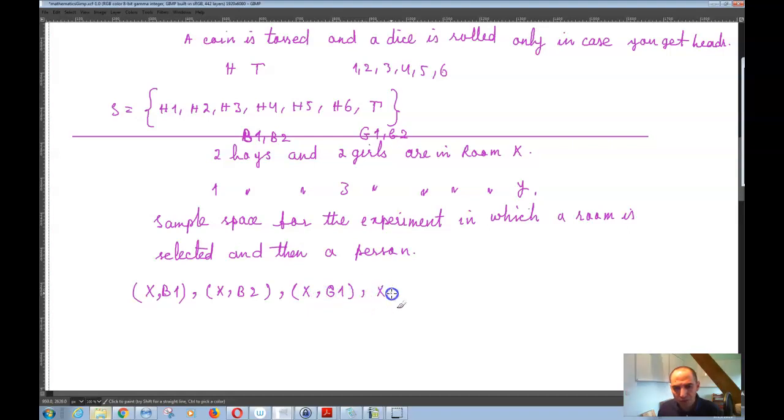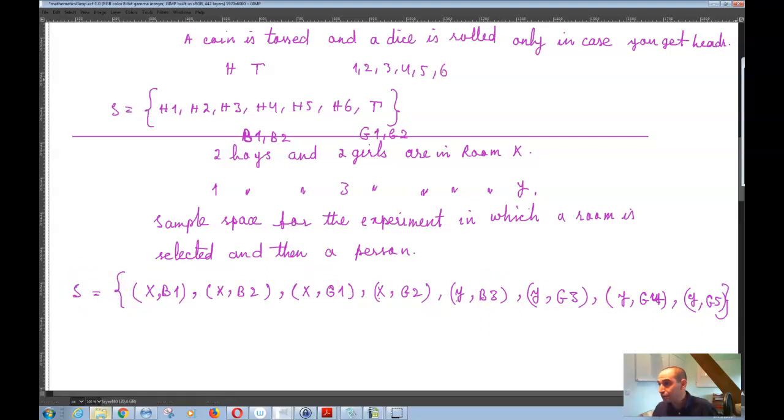XG2, and then you have YB3, YG3, YG4, and then you have YG5. I don't know if the way that I'm doing it is right or not. And so that would be your sample space. Let's see if that's the way to do it.